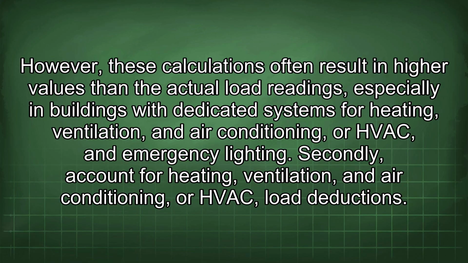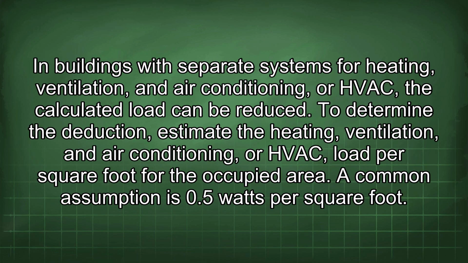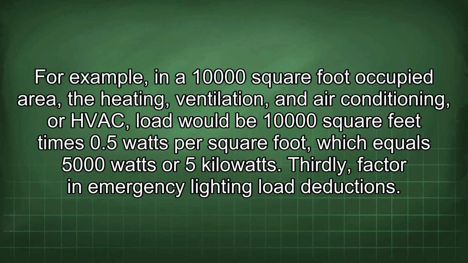Secondly, account for heating, ventilation, and air conditioning, or HVAC, load deductions. In buildings with separate systems for HVAC, the calculated load can be reduced. To determine the deduction, estimate the HVAC load per square foot for the occupied area. A common assumption is 0.5 watts per square foot. For example, in a 10,000 square foot occupied area, the HVAC load would be 10,000 square feet times 0.5 watts per square foot, which equals 5,000 watts or 5 kilowatts.